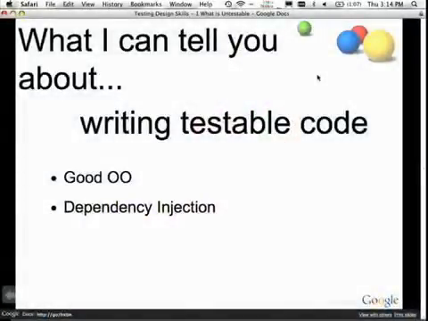It's good. So what can I tell you about writing testable code? Well, it turns out we can talk about what good OO is and how it helps testing, and we're going to devolve into this thing a little bit. And we can also talk about something we call dependency injection. Sometimes I feel like with dependency injection, I'm selling snake oil because it fixes so many things. But it does actually work.